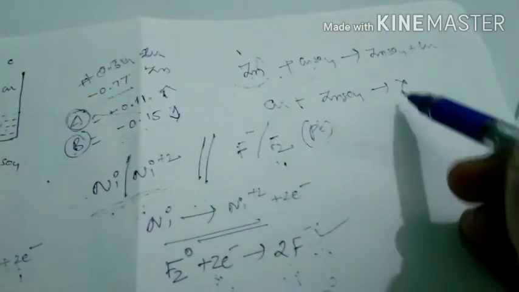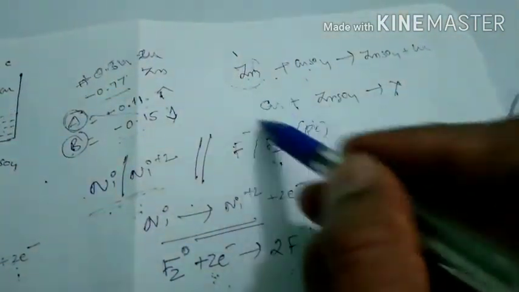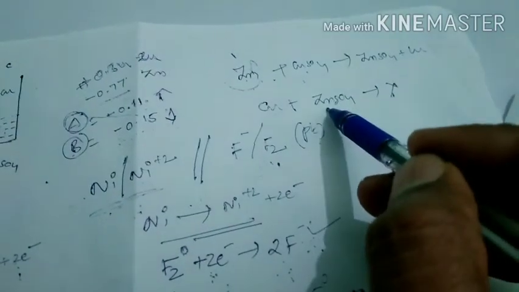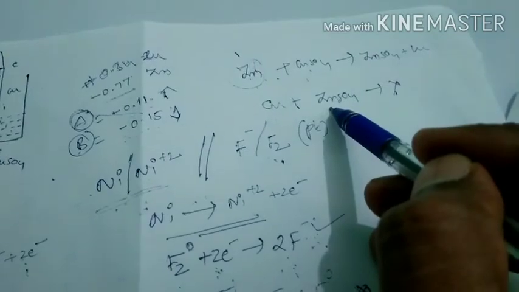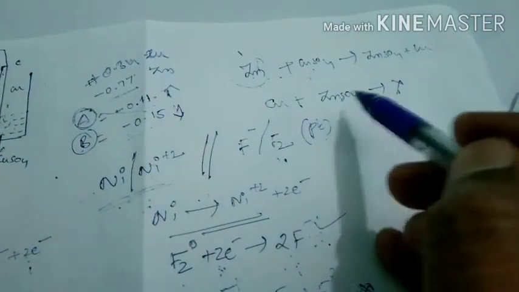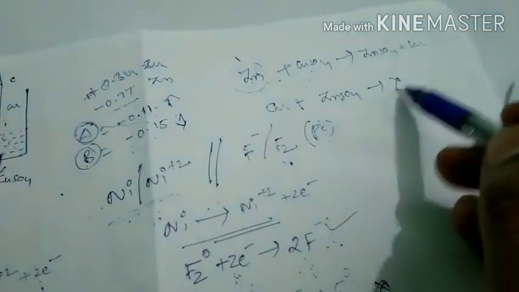Why does this reaction not take place? Here, copper has the higher SRP value and zinc has the lower SRP. So metals with more SRP cannot replace metals with less SRP from their solution. That is why this reaction does not take place.